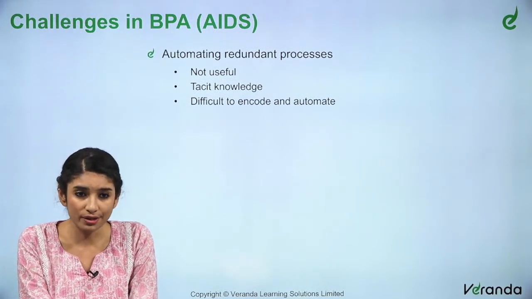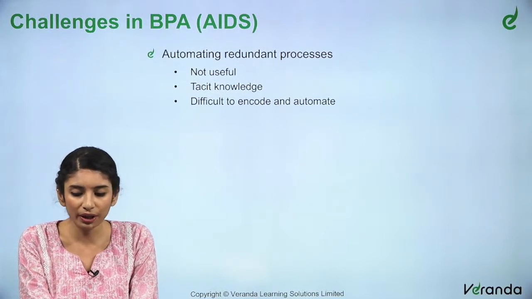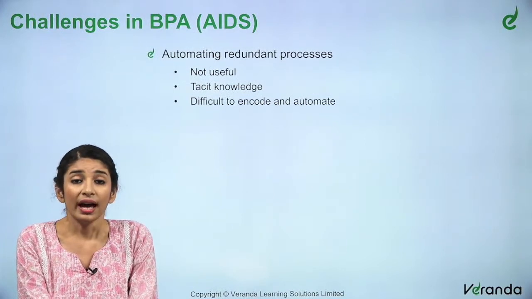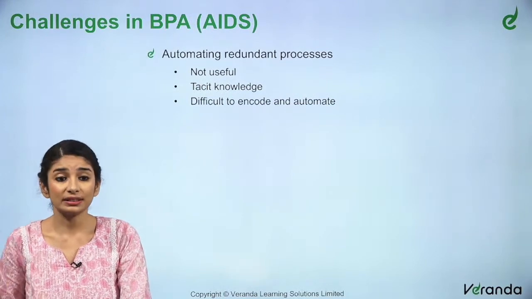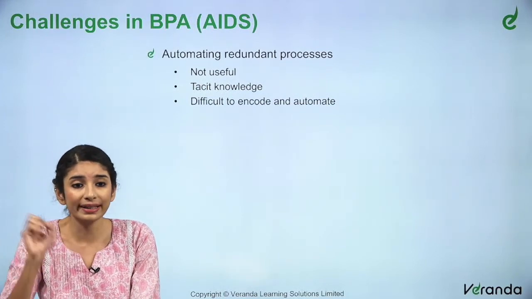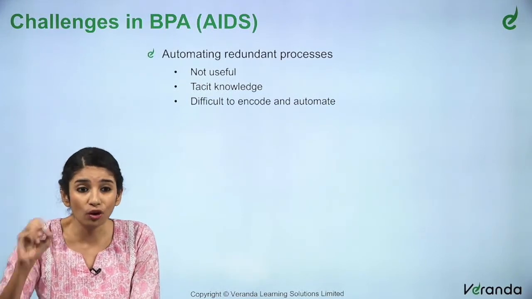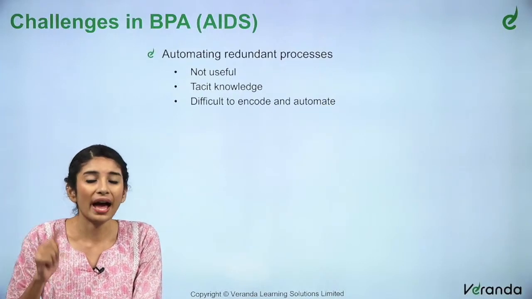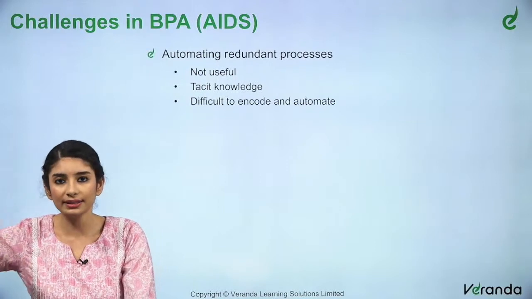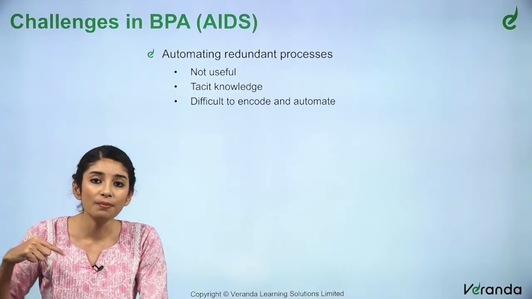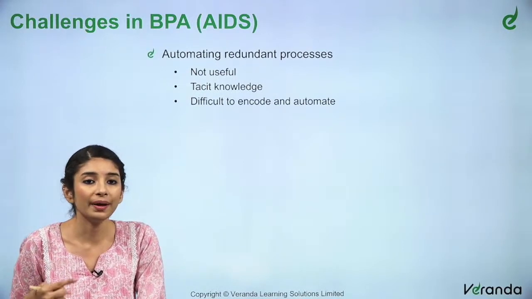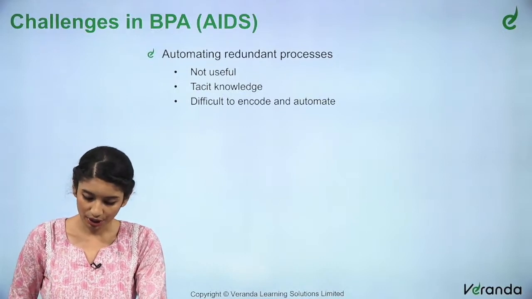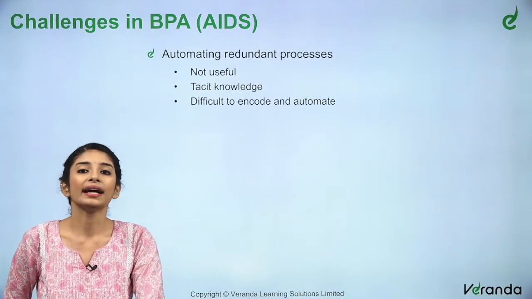Next is tacit knowledge. We already discussed tacit knowledge. You cannot automate those processes. Any process which is highly complex, difficult to draw in a flow chart or a data flow diagram, difficult to encode or automate, such processes cannot be automated. Challenges in BPA means what are the hurdles that I'm going to come across when I implement BPA in my organization. So challenges: AIDS.